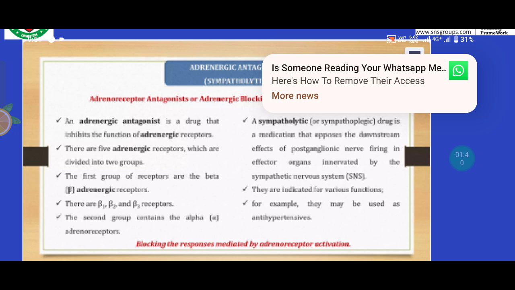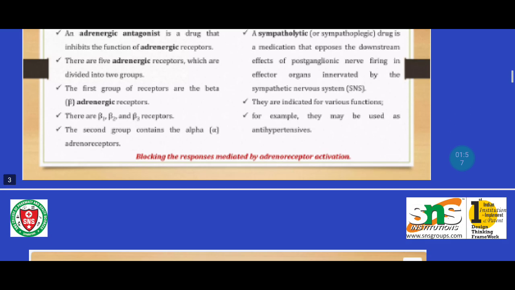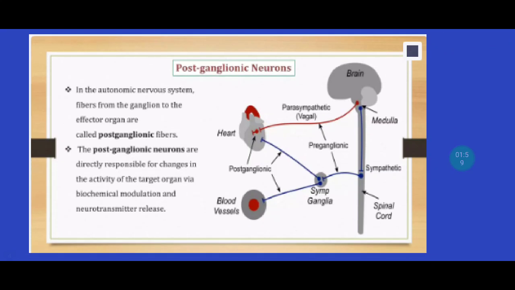It is a medication that opposes the downstream effects of postganglionic nerve findings in effector organs innervated by the sympathetic nervous system. They are used as antihypertensive agents. Next, we will see postganglionic neurons. In the ANS system, fibers from the ganglion to the effector organs are called postganglionic fibers. Postganglionic neurons are directly responsible for changes in the activity of the target organ via biochemical modulation and neurotransmitter release.